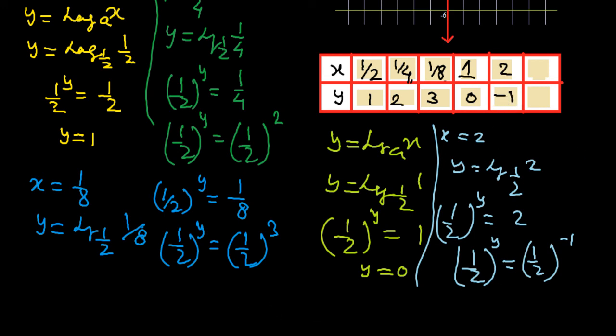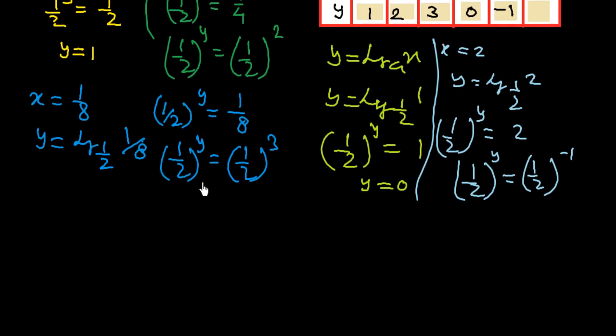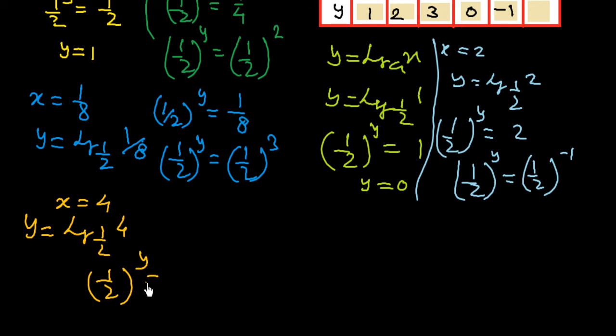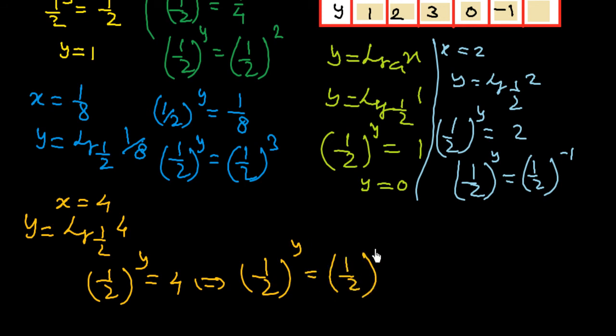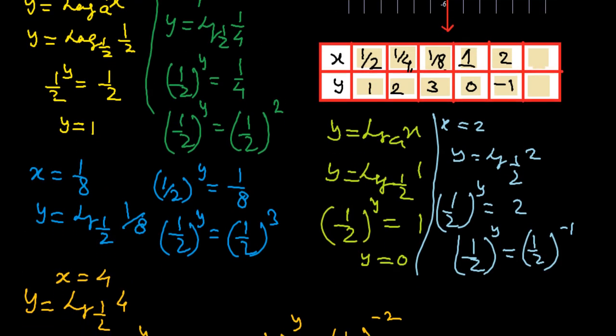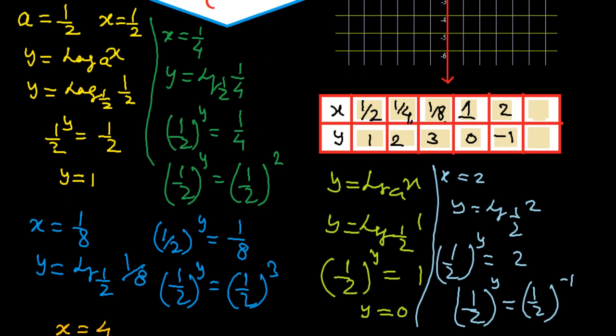If we take x is equal to 4, then y is equal to log 4 base 1 by 2. So 1 by 2 power y is equal to 4. So you get here 1 by 2 power y is equal to 1 by 2 power minus 2. So y is equal to minus 2 here. If x is equal to 4, y is equal to minus 2.